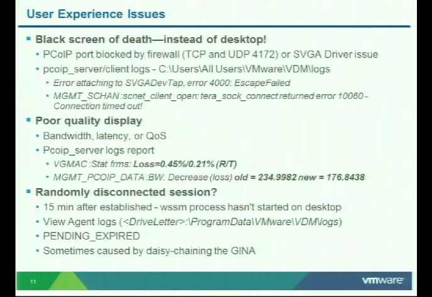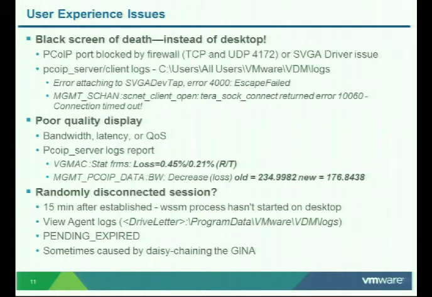Within the server settings in the View Administrator, you have the ability to turn on the secure gateway for PC over IP and enter in an external URL for connectivity into the PC over IP environment. Those, for some reason, get wiped when we upgrade to View 5.1. And because they get wiped, if you're using the gateway, your user is going to get the black screen of death. Okay? So just keep that one in mind.